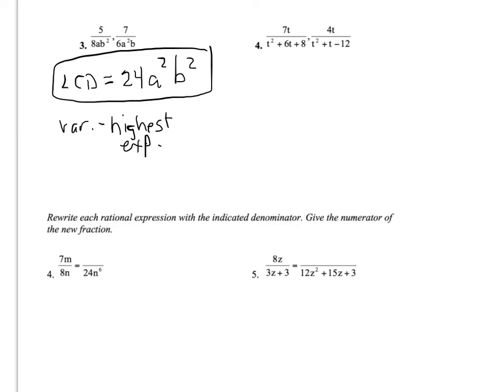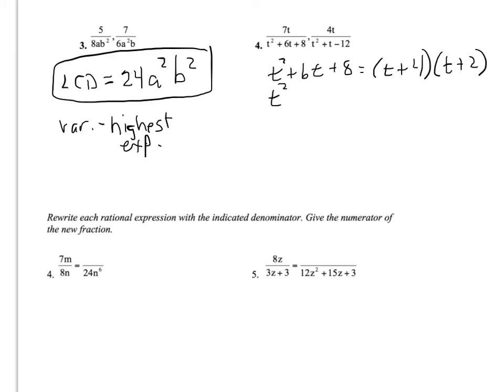When you look at number 4, again, I see I've got some factoring I'm going to need to do. This time, both denominators are trinomials, so I'm going to use that AC method to factor. Two numbers that multiply to give me 8 and add to give me 6 would be 4 and 2. So it's going to factor into t plus 4 times t plus 2.